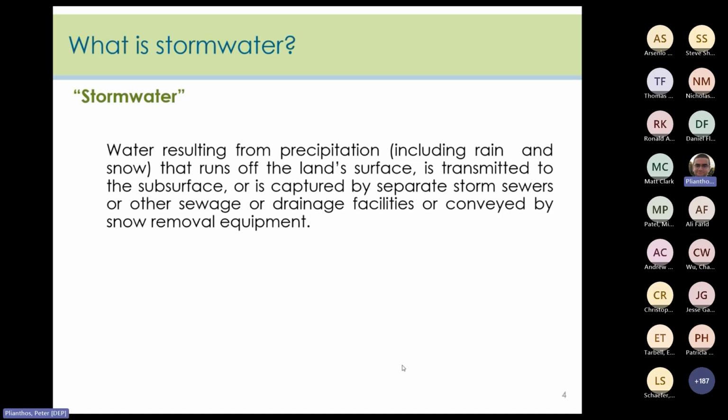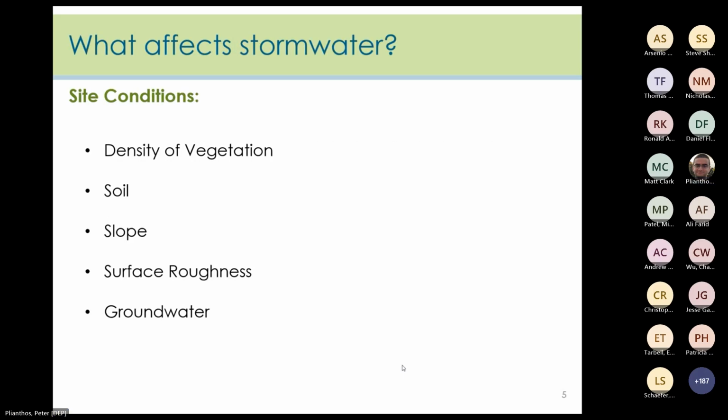Since stormwater is the focus of this presentation, let's define it up front. Stormwater is water resulting from precipitation, including rain and snow, that runs off the land surface, is transmitted to the subsurface, or is captured by separate storm sewers or other sewage or drainage facilities, or conveyed by snow removal equipment. So now that we've defined stormwater and what produces it, we'll move on to what can control it. That is, the conditions that increase or reduce runoff.